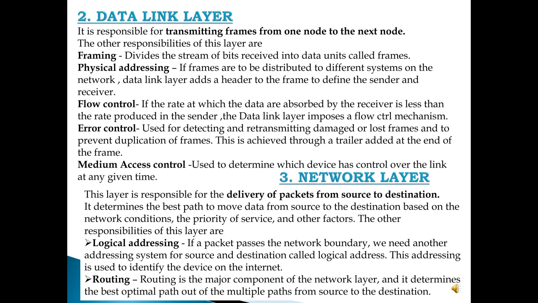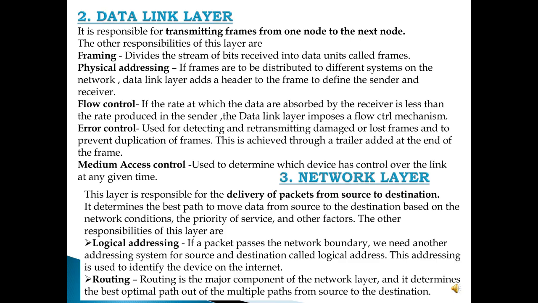Next, we have the data link layer. It is responsible for transmitting frames from one node to the next node. The other responsibilities of this layer are: first, framing. It divides the stream of bits received into data units called frames. Then, physical addressing. If frames are to be distributed to different systems on the network, the data link layer adds a header to the frame to define the sender and the receiver.